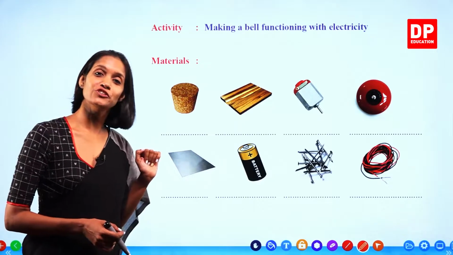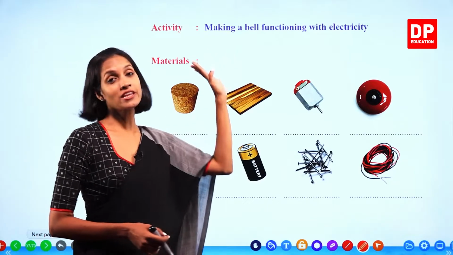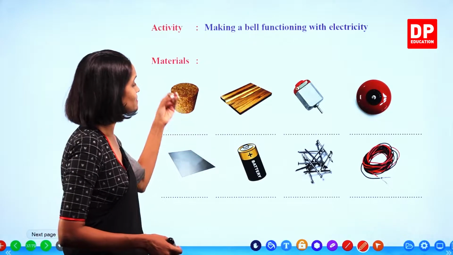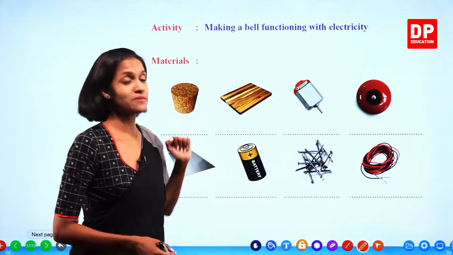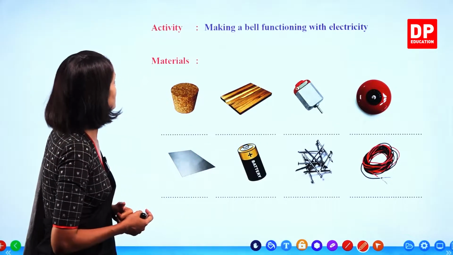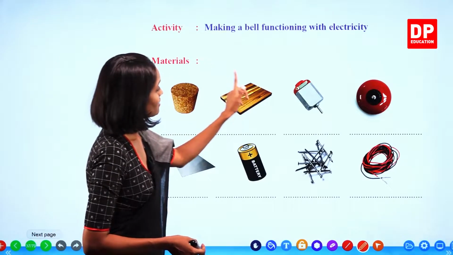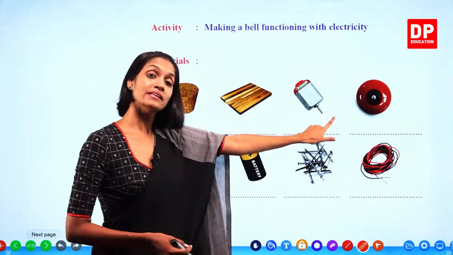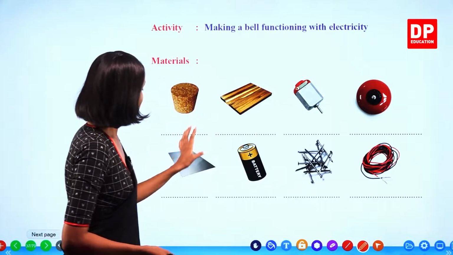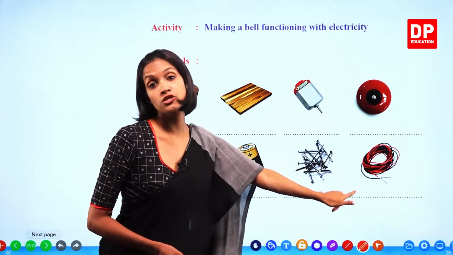We have an activity to do now, right? So what is the activity? Making a bell functioning with electricity. So this is a simple activity. If you can find these materials at home, you all can make this setup at home and try it out, okay? So what are the things we need? We need a cork stopper, a wooden plank, a small motor, and a bell cover we have to find. We need a bell cover, a metal sheet, dry cells, iron nails, and pieces of wire.